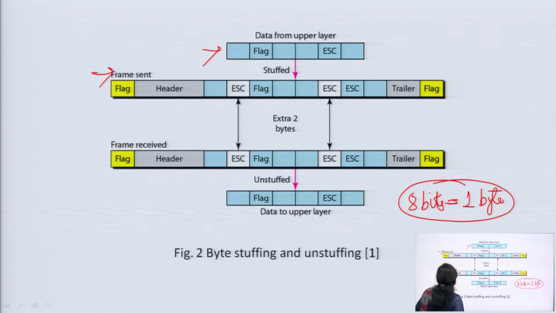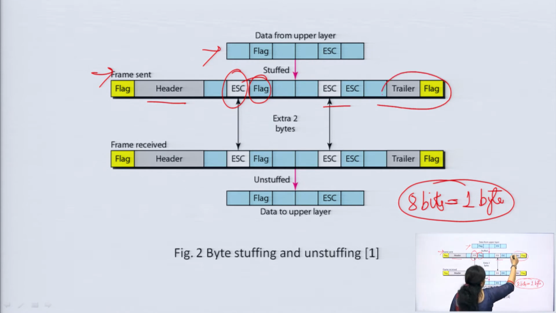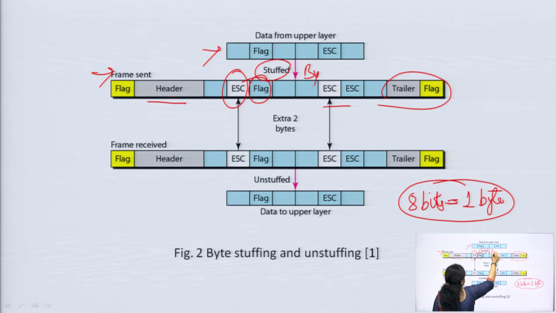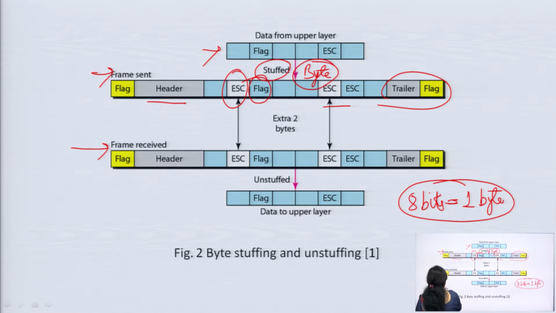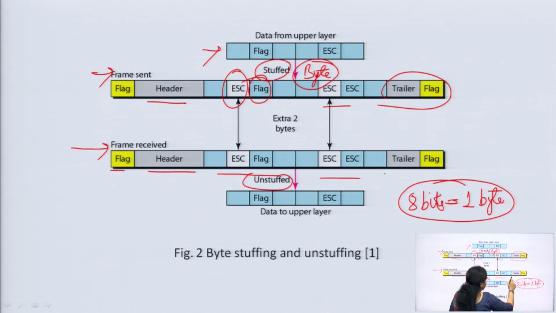This consists of the flag followed by the header information, then ESC will be there, then the flag, again ESC will be there, and the trailer bits followed by the flag. So, you can see that the stuffing will be there, and this stuffing is in the byte information. Then this information will be received, that is the received frame information followed by the header. Then this is ESC and flag, then again ESC and trailer bits will be used over here.